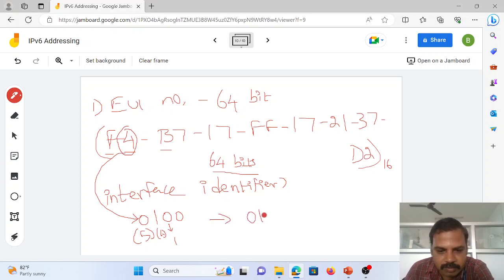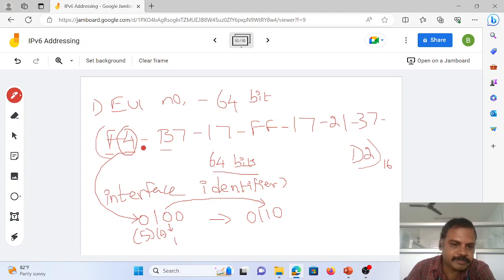So the new number will be, seventh bit we are changing to 1. Okay. Then what is the decimal number of this 0110? It is 6. Let's check it. So now this 4 should be changed to 6. But how to write it?